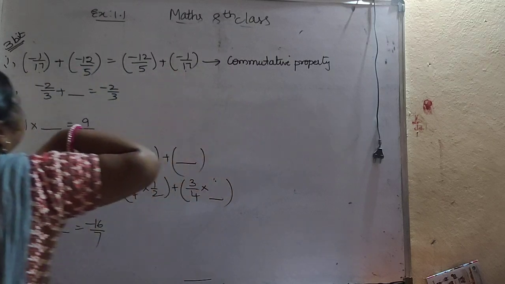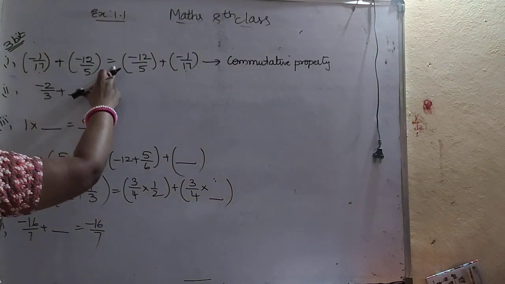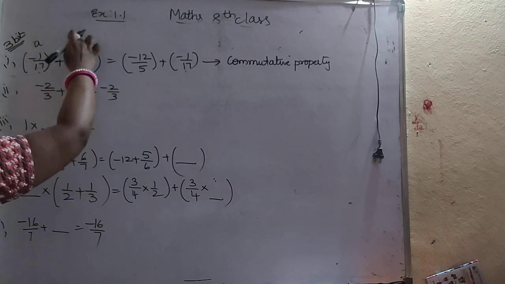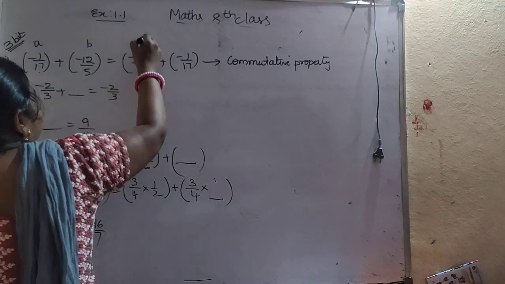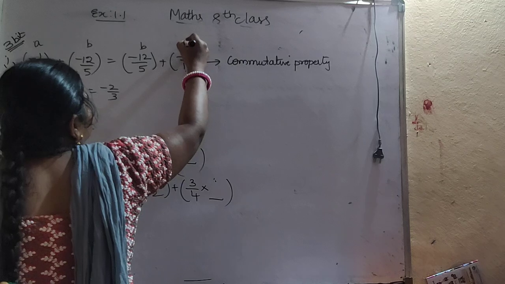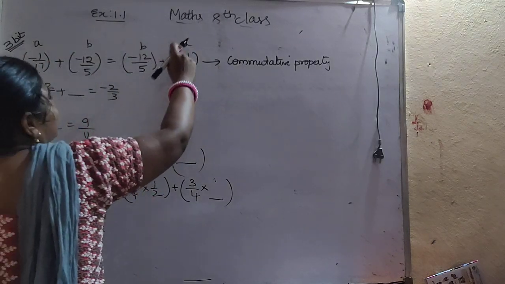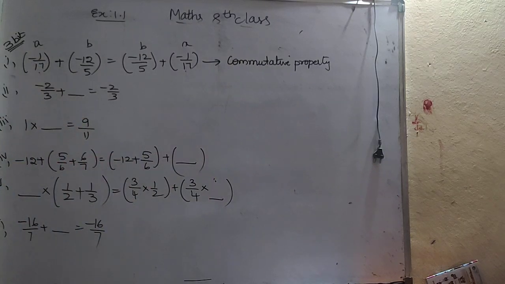What is the general form? A plus B is equals to, if you are taking this as A and this as B, this 12 by 5 is the B value, minus 1 by 17 is the A value. So A plus B is equals to B plus A. So which property is that? Commutative property.